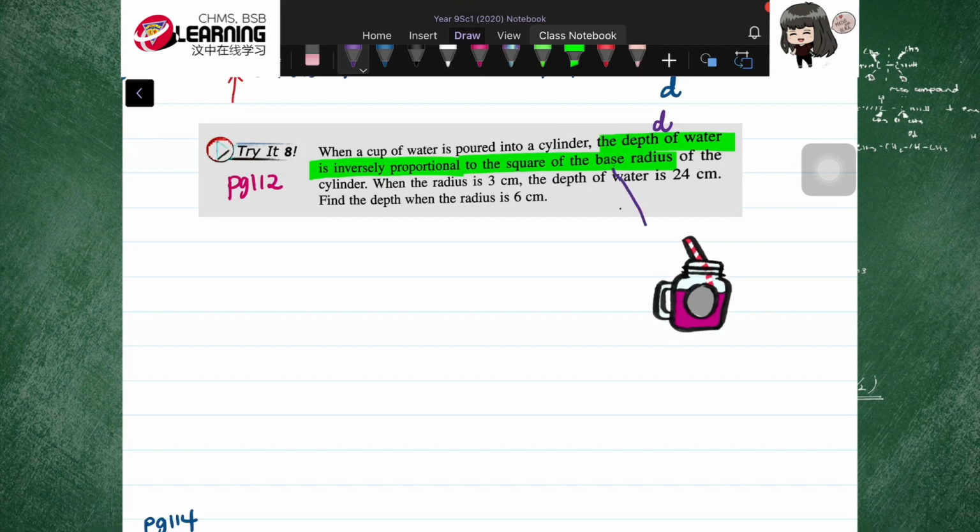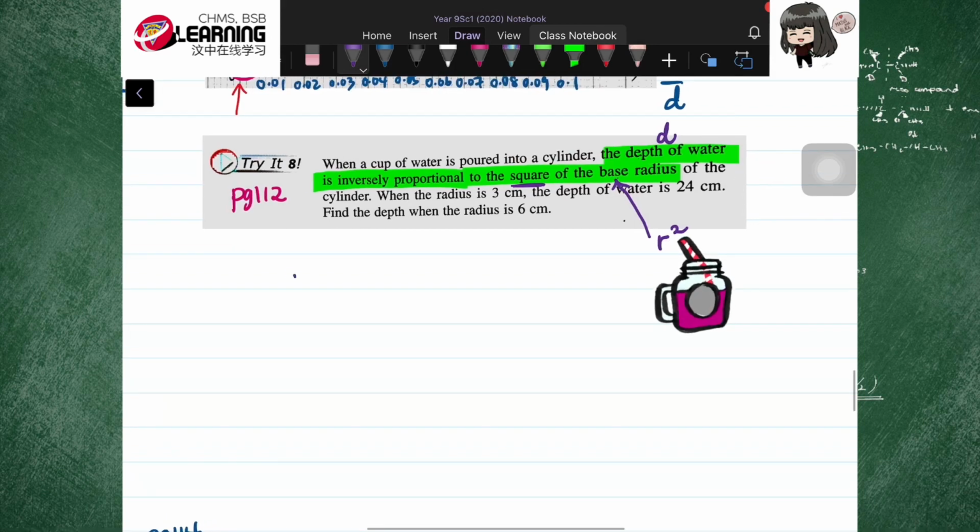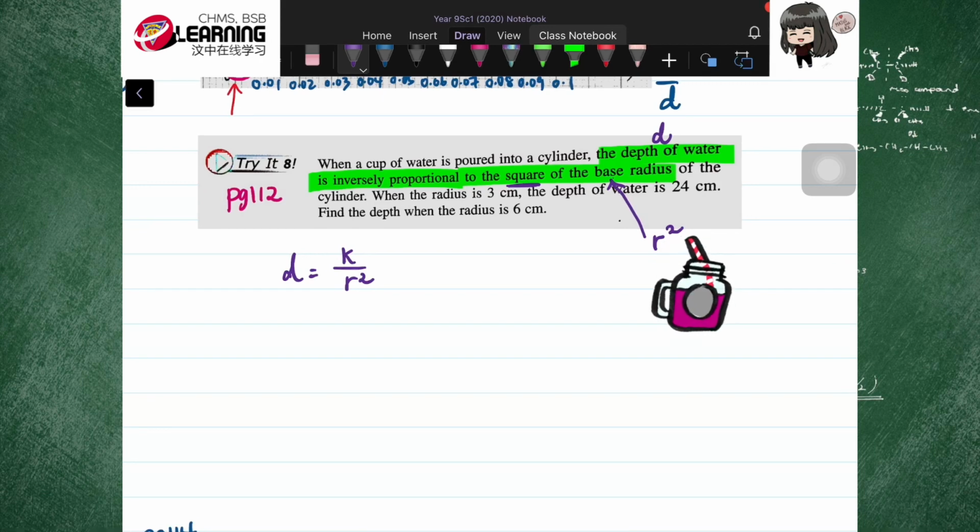So this is about radius, so your R is your unknown, and because of the word square here, it means R square. So when we write down, we need to write this: D is inversely proportional to R square, or D times R square equals K. Okay, it's the same. I will just use one of them, which is this one: D equals K over R square.